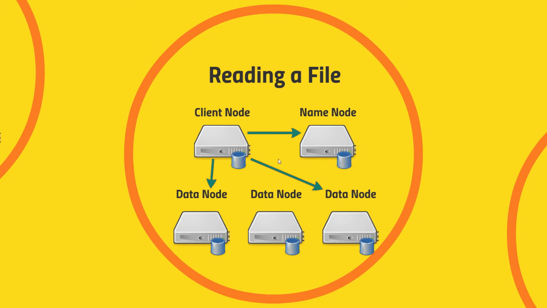So let's say you have an application running on some client node that needs to access data stored on the Hadoop distributed file system. First thing it will do is talk to the name node and say, hey, I want to get at this file. And the name node will come back and say, okay, your file lives on these blocks on these data nodes. And then your client application will know, okay, I need to go back to data node 1 and data node 3 to retrieve the blocks that I need for this particular file.